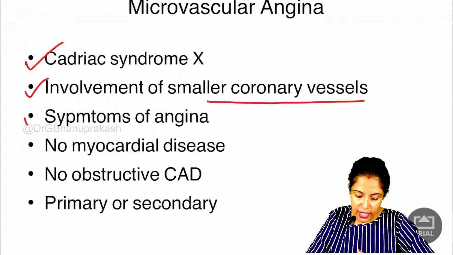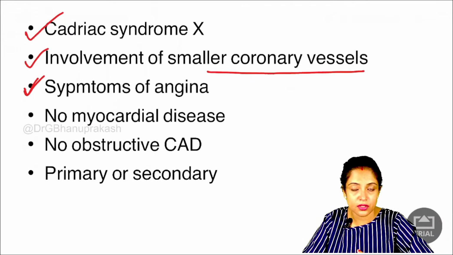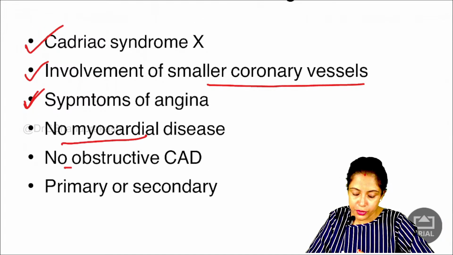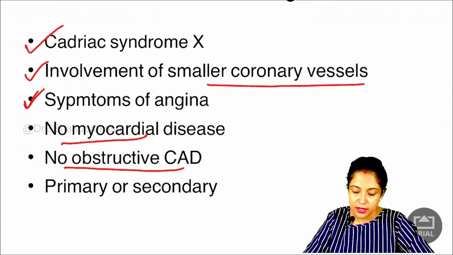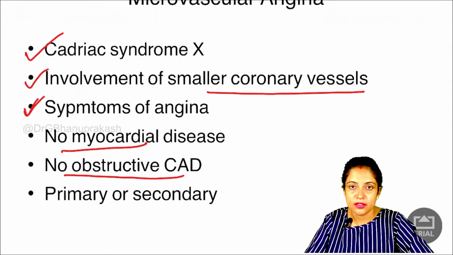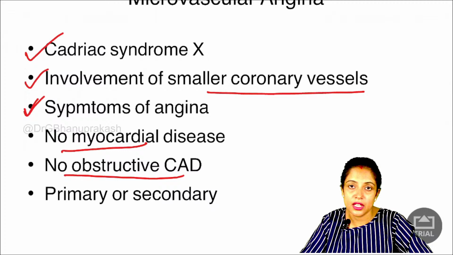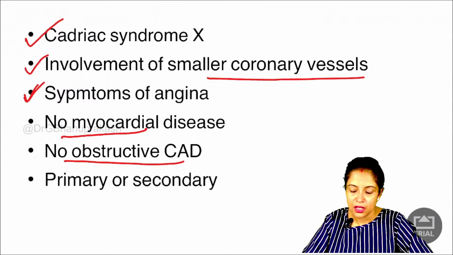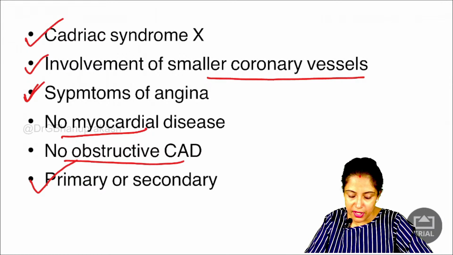Symptoms of angina, microvascular angina, the name is angina. There will be symptoms, but there will be no myocardial disease, no obstructive lesion when you do an angiogram. The syndrome can be primary, microvascular angina can be a disease itself, or it can be secondary to obstructive coronary artery disease. So the classification is primary or it may be secondary.